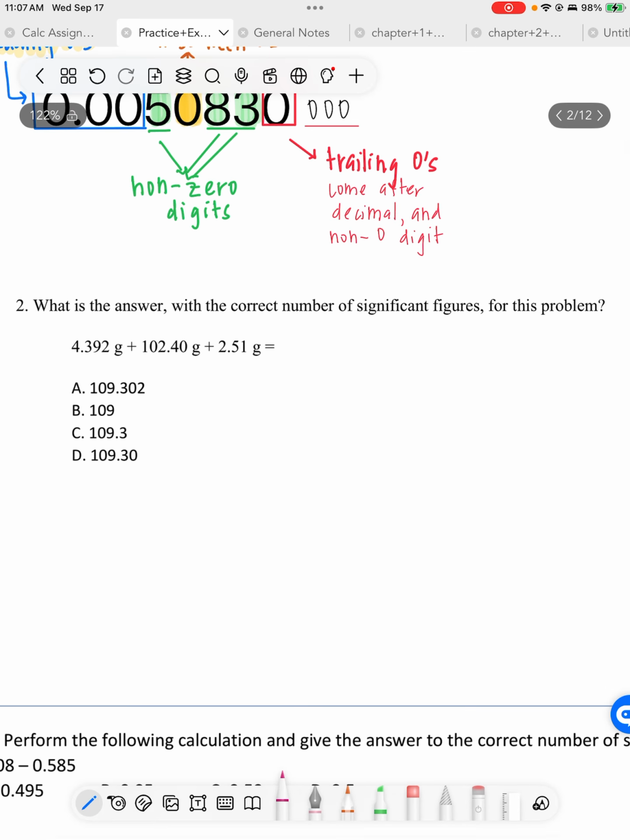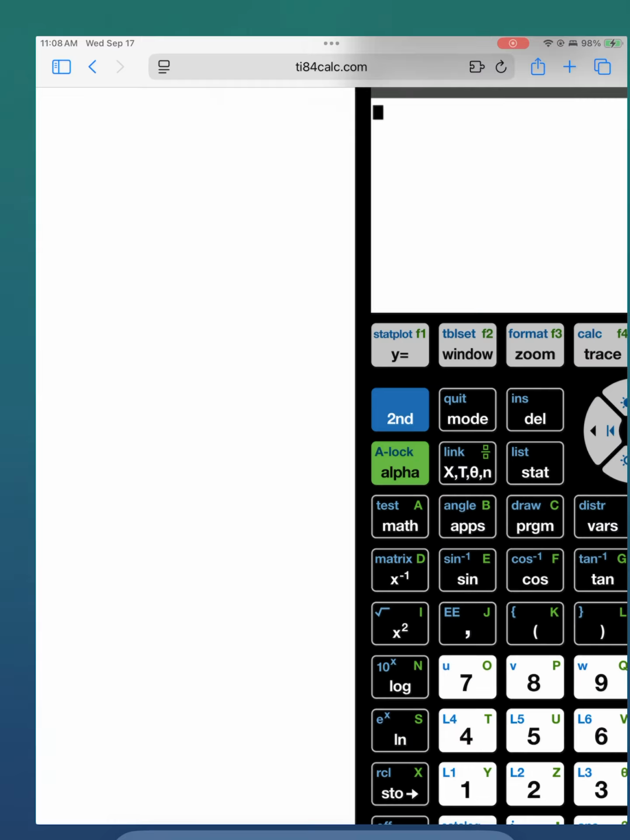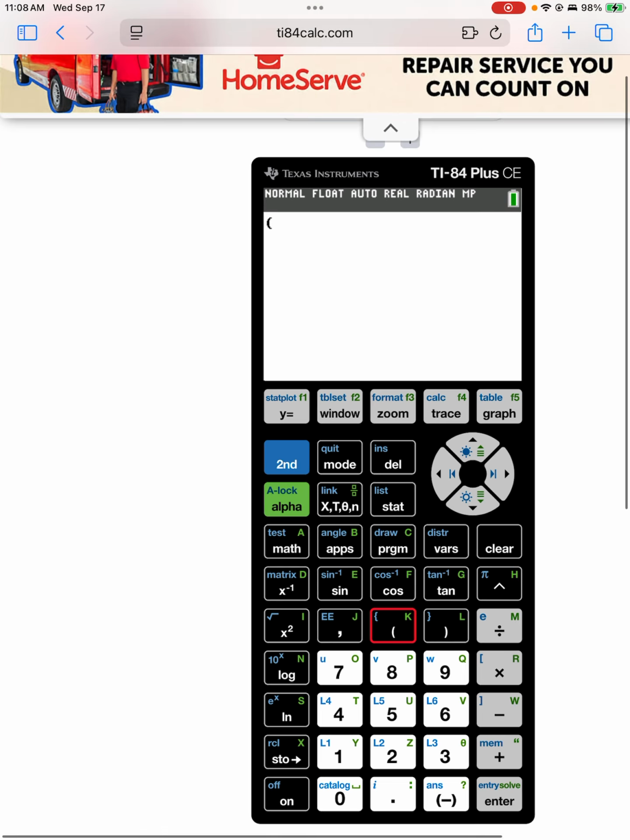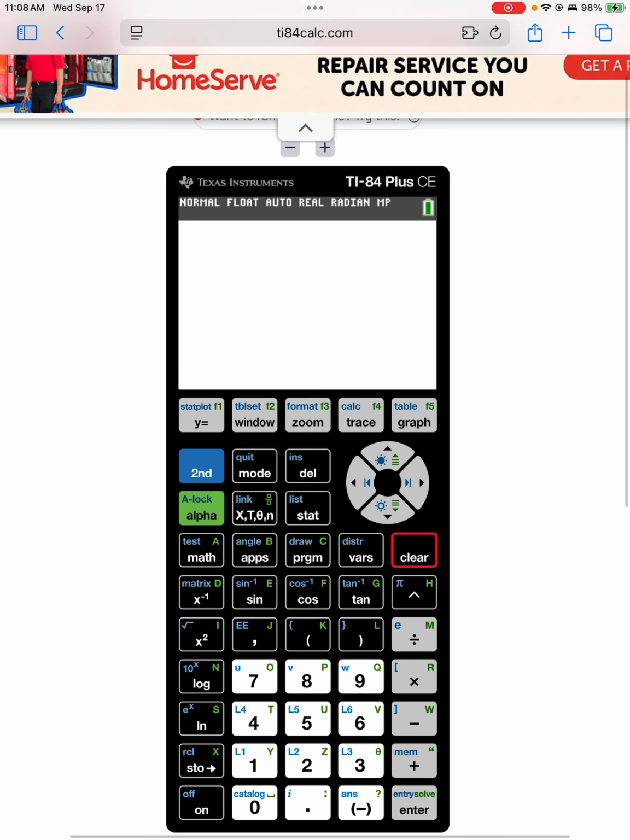Question number 2, what is the answer with the correct number of significant figures for this problem? So this is one of our addition problems, and we're going to use the TI calculator for this, and I'll show you how we will type that in. So we always want to start with our parentheses. Then we can type in 4.392. Now I'm going to add another parenthesis, plus, parenthesis, 102.40, parenthesis, plus, parenthesis, and 2.51, parenthesis.